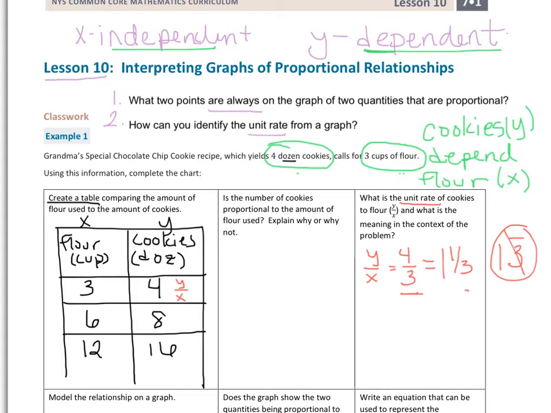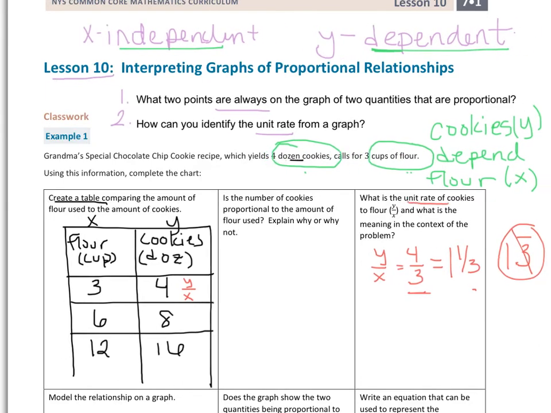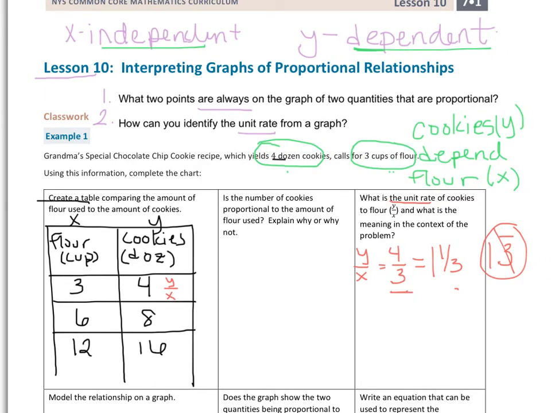Now I have to decide what it means in context to this problem. So what that means is I can make 1 1/3 dozen cookies with 1 cup of flour.